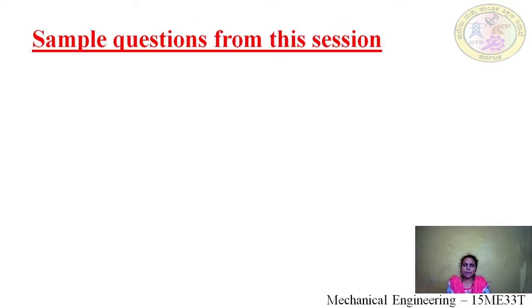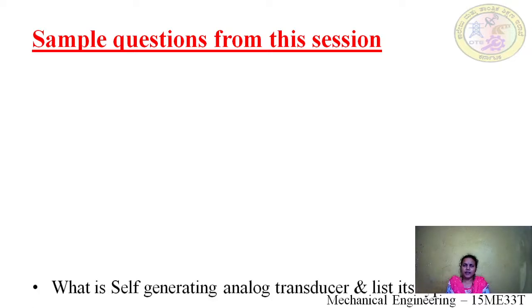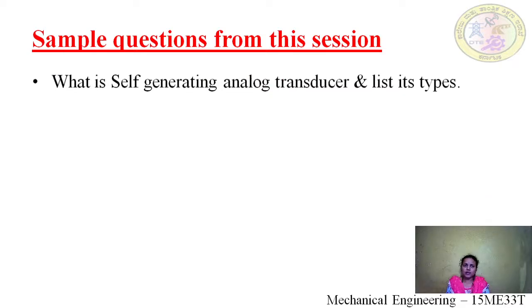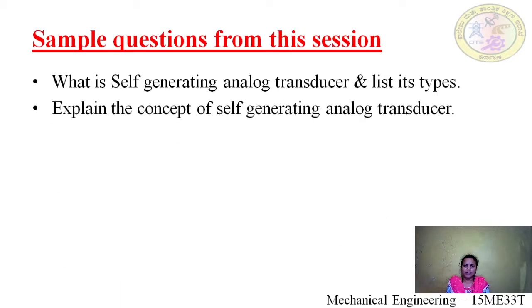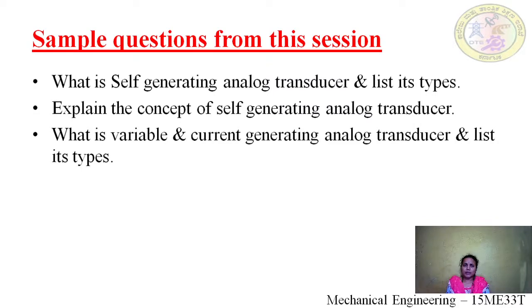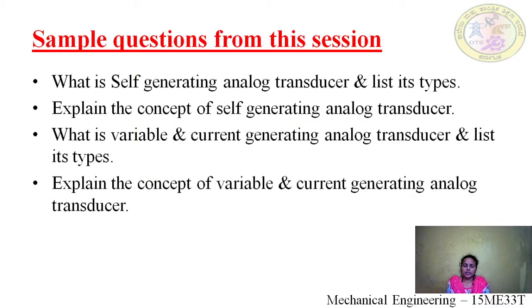Now we shall see some sample questions from this session that might be asked in the end examination. The first one is, what is a self-generating analog transducer and list its types. Second, explain the concept of a self-generating analog transducer. The third, what is a variable inductance generating analog transducer and list its types. Fourth, explain the concept of a variable inductance generating analog transducer.